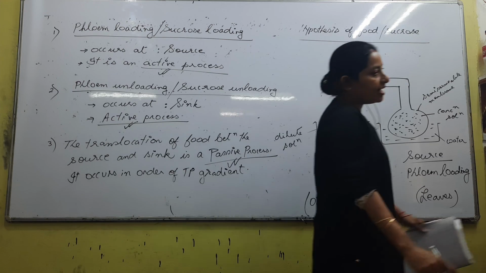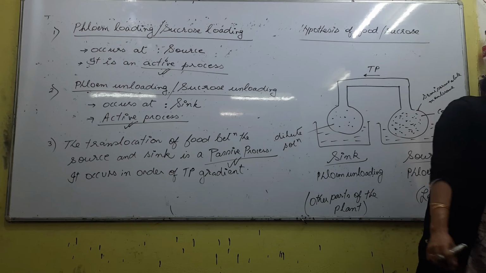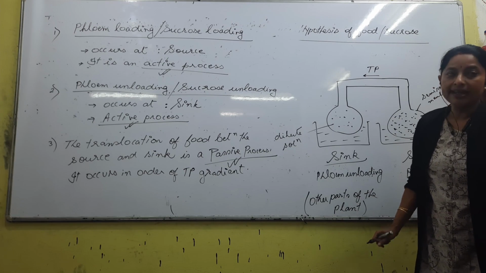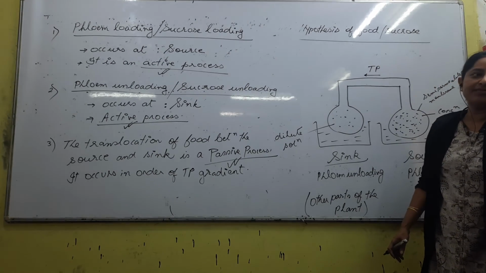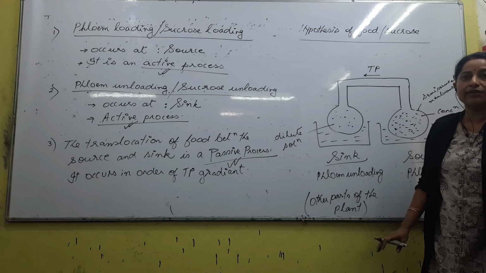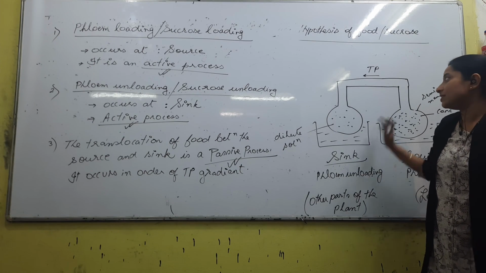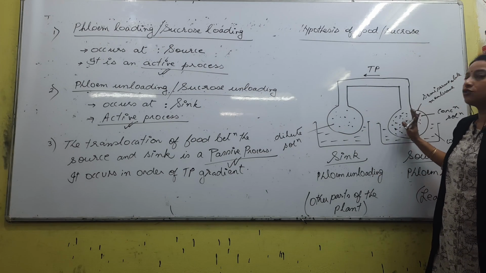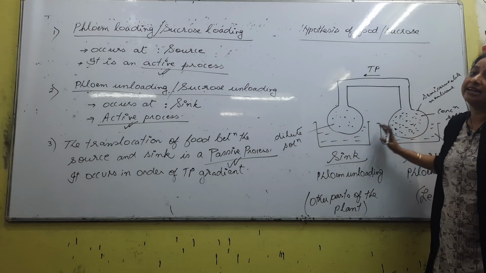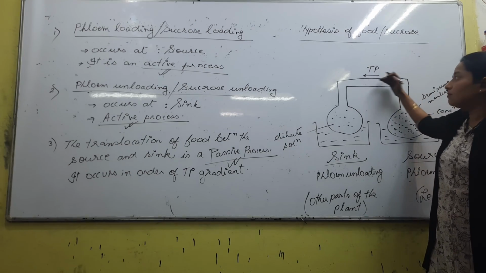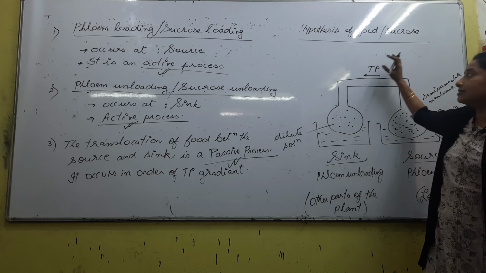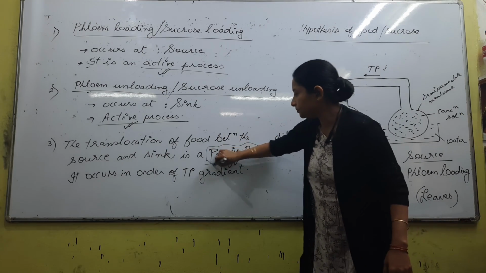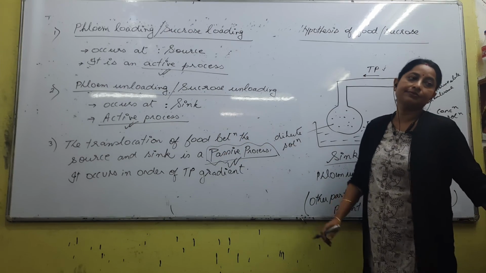The questions that are asked: first, phloem loading occurs at source or sink, phloem unloading occurs at source or sink. Second, phloem loading is an active process or a passive process, unloading passive process or active process, translocation passive process or active process. All you need to remember is, if you are talking about loading and unloading, both need ATP. If you are talking about the transportation, ATP is not needed, it is only on the basis of turgor pressure, and so we have written what? It's a passive process, right?